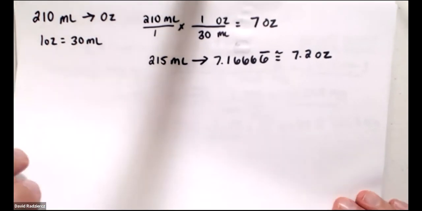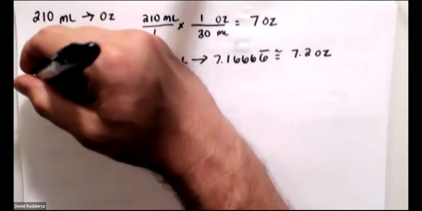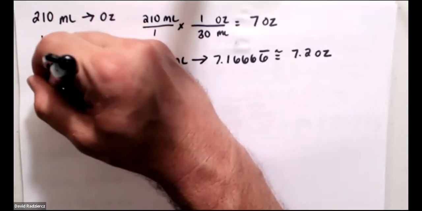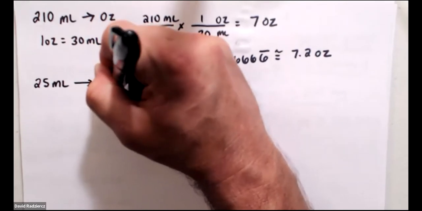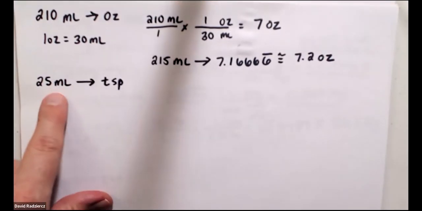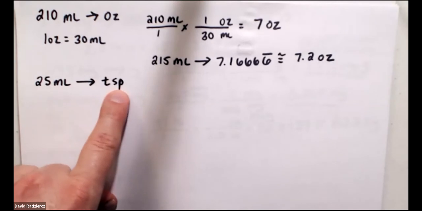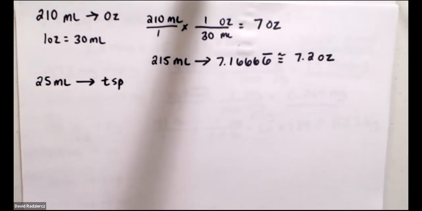All right. What was the next one I did? 25 milliliters to teaspoons. So something to keep in mind: I'm going from the metric system to a household unit. I might need to round to the nearest tenth. I don't know that yet, but I might need to.